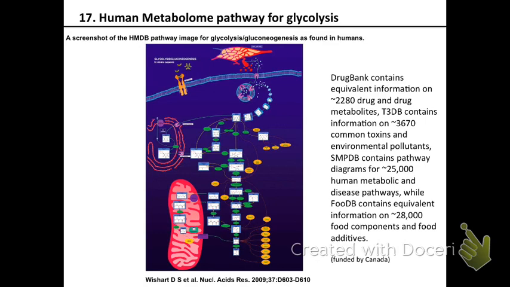There are other metabolites that the human metabolome database contains. Some of these are basically drugs or drug metabolites, so similar to drugs. There are about 3,000 something common toxins and environmental pollutants, and a bunch of pathway diagrams that are linked to metabolomic diseases. And 28,000 food components and food additives.